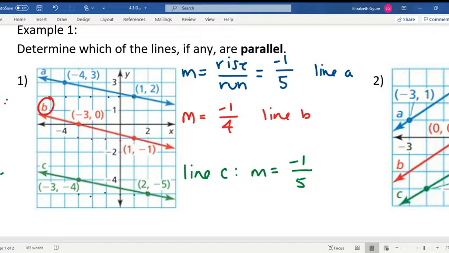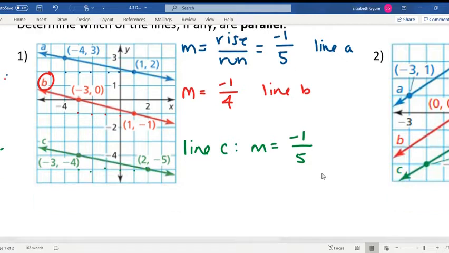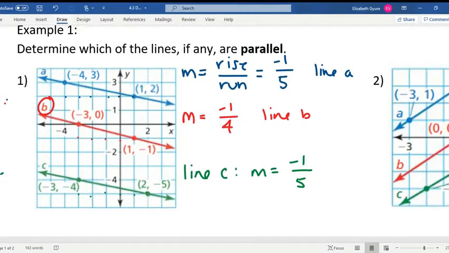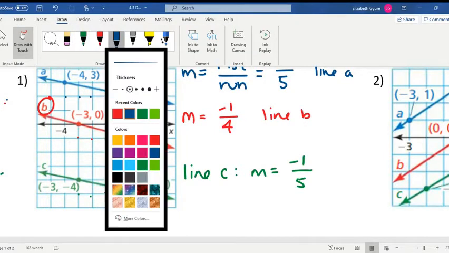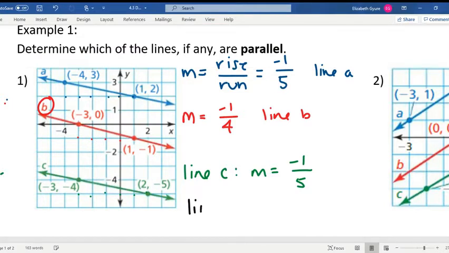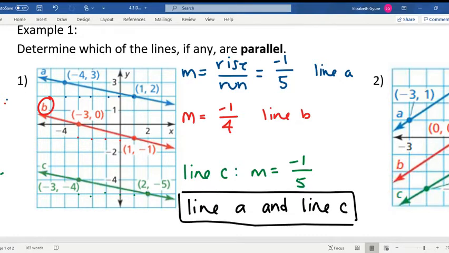Do you guys see any two slopes here that are the same? Yeah. Which ones? A and C. A and C, yeah. The first one is -1/5. That's A. Line C is a slope of -1/5. Those are the same. So would those two lines be parallel? Yeah. So what we would say here, our answer, we would say line A and line C. Yeah, and you can write our parallel if you want. It's the only question it asks, so I'm just going to write those two things.